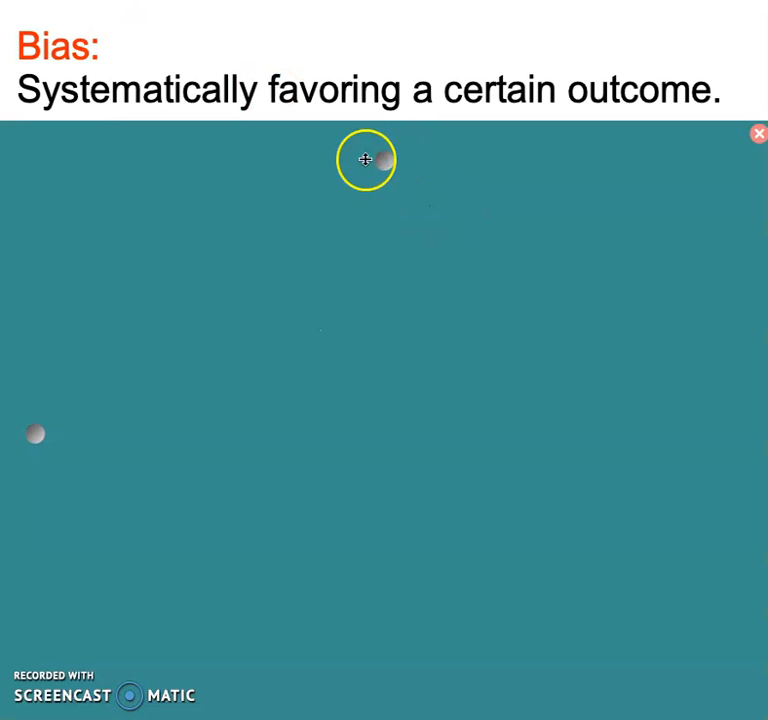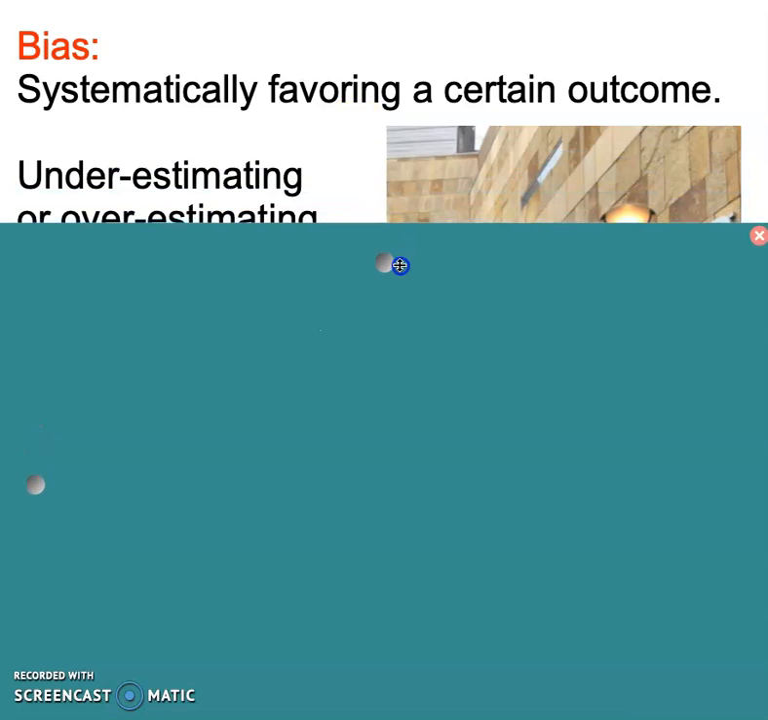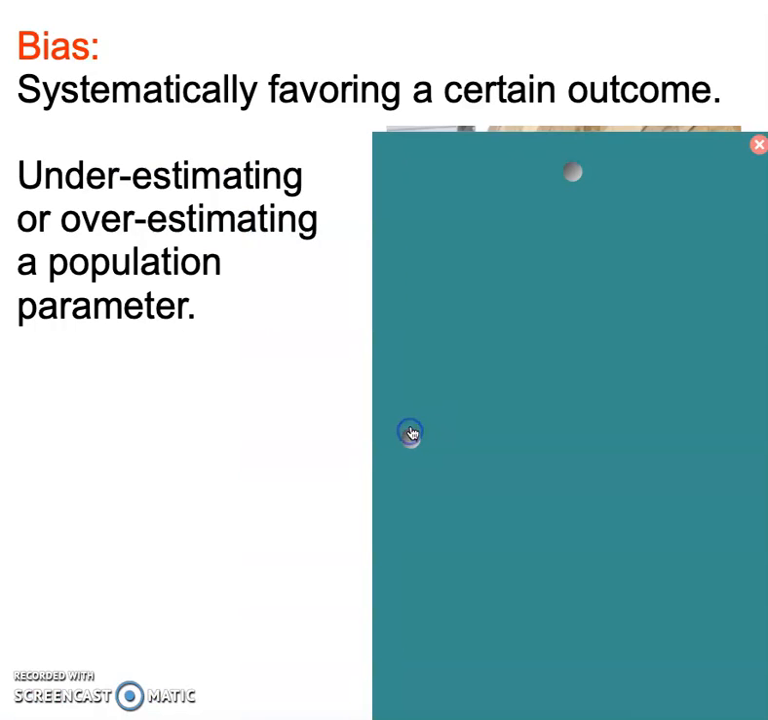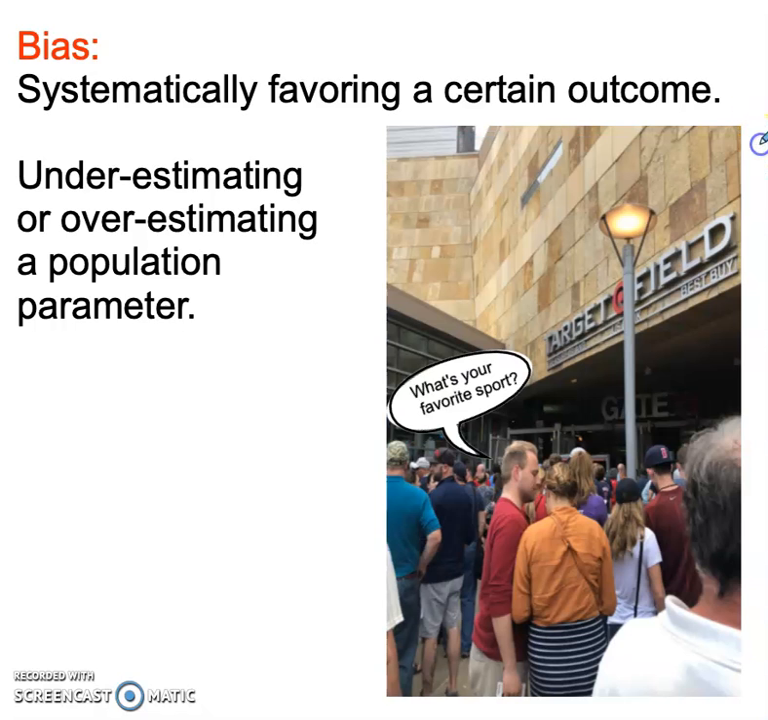So, what is bias? Systematically favoring a certain outcome. So, underestimating or overestimating the true population parameter. Take a look at this picture here. Pause the video for a second. Why do you think this picture shows bias? Well, if you notice, the gentleman is asking the gal, hey, what is your favorite sport? And they're sitting right outside of the entrance to Target Field, which happens to be a baseball stadium.